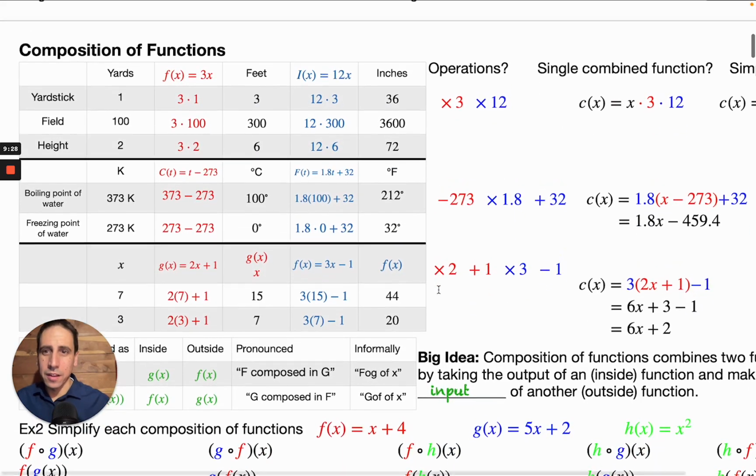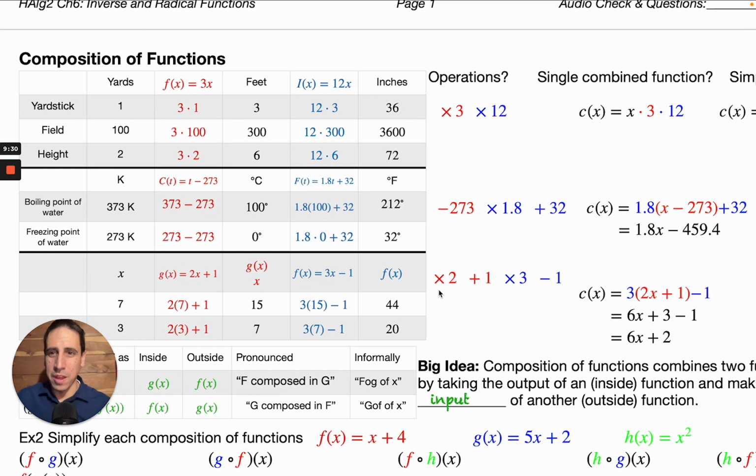Let's remove the context completely. Let's just generate some random functions. Let's see, the g function is 2x plus 1, and the f function, I'm just making these up, it's 3x minus 1. So if you have an input here, you can put it through the g function and you get an output. Like if the input is 7, 2 times 7 plus 1 is 15. That's the output. The output of the first function becomes the input of the second function.